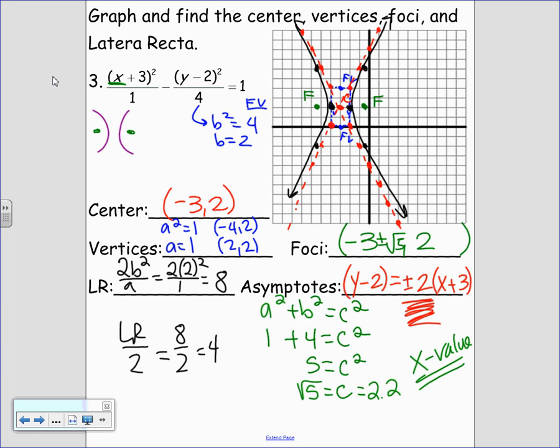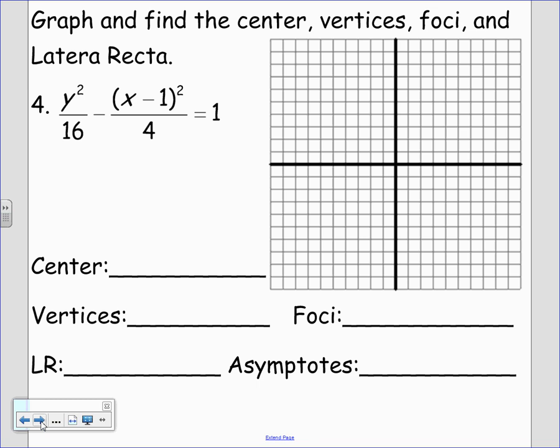Let's go to problem number 4. I would really like you all to try this one on your own. What that means is that you would need to pause the video for about 5 minutes and give it a try and see how it goes. All right, so go ahead and pause the video and see how number 4 goes for you.